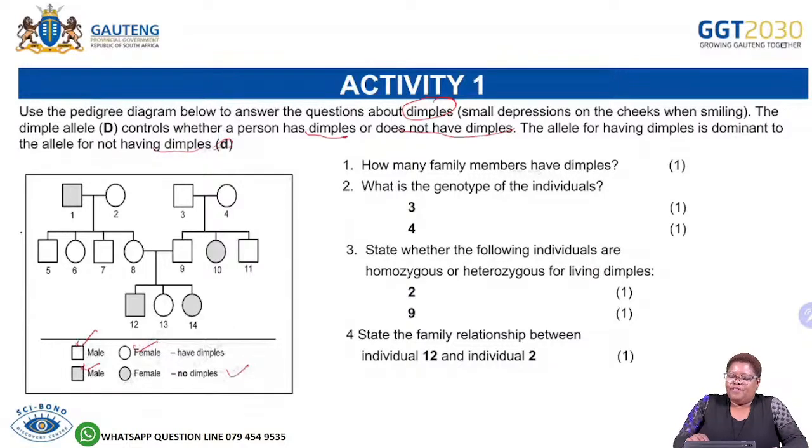How many family members have dimples? You go to the diagram and count. What is the genotype of individuals 3 and 4? State whether the following individuals are homozygous or heterozygous for having dimples. You look at number 2 and 9. State the family relationship between 12 and 2. Where is 12? This is 12 and 2. So you should be able to play around with what is given.